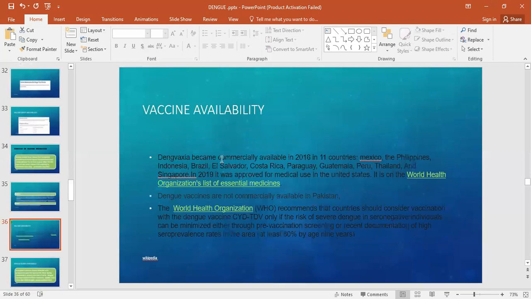Vaccine availability. Dengue vaccine became commercially available in 2016 in 11 countries. In 2019, it was approved for medical use in the United States. It is on the World Health Organization list of essential medicines. Dengue vaccine is not commercially available in Pakistan. The WHO recommends that countries should consider vaccination with dengue vaccine only if the risk of severe dengue in seronegative individuals can be minimized, either through pre-vaccination screening or recent documentation of high seroprevalence rates in the area, at least 80% by age.